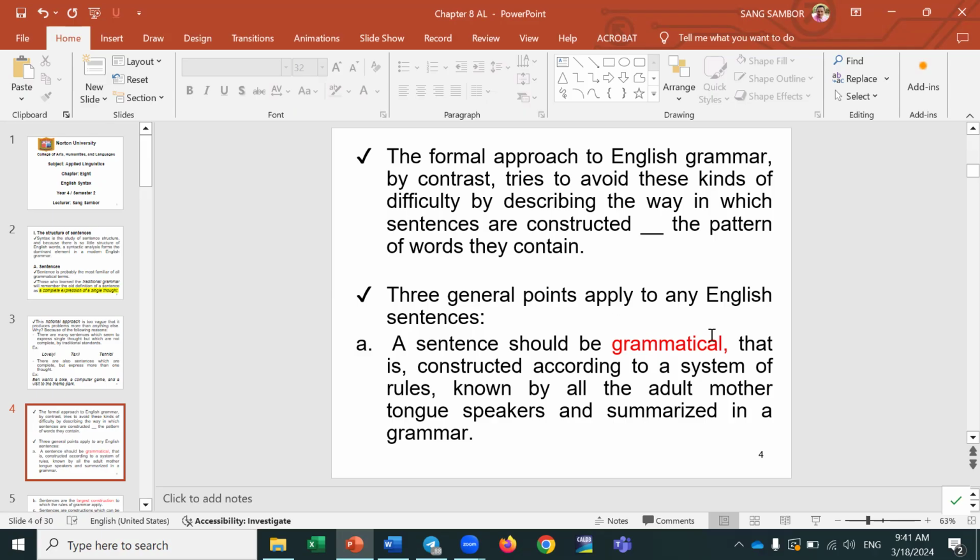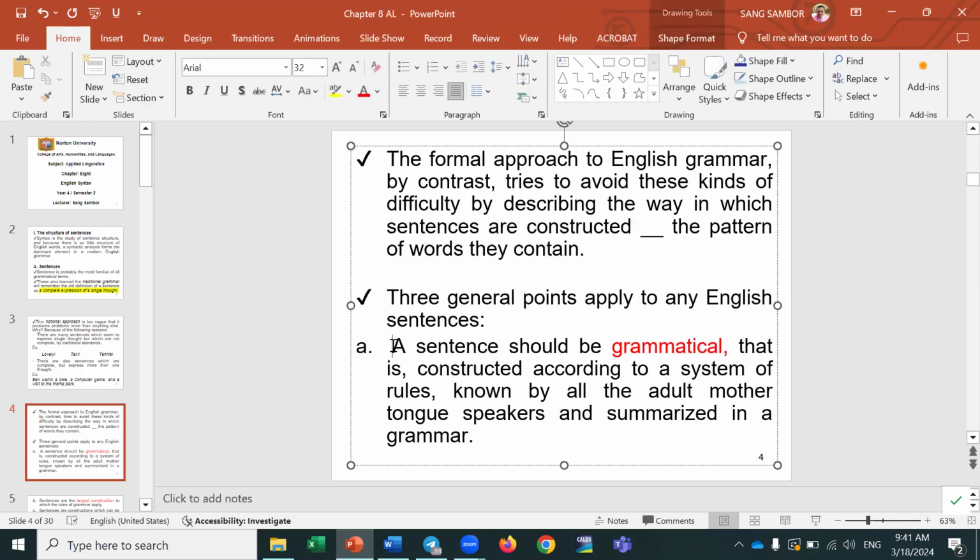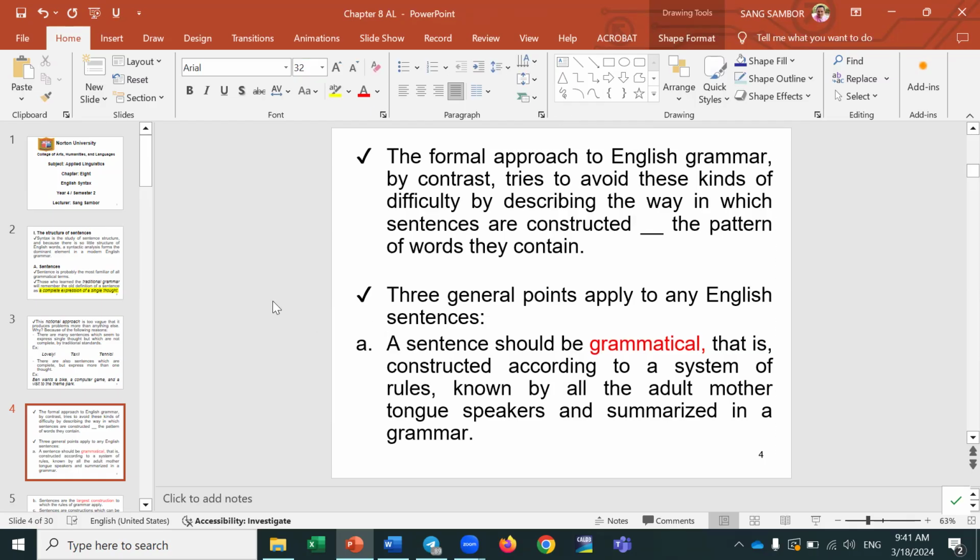Three general points apply to any English sentence. So whenever you write, you will have to make sure that your sentence is grammatical, that is, constructed according to the system of rules known by all adult mother tongue speakers and summarized in a grammar. Meaning, this is just a message for us as well. When you are writing a sentence in English, you have to make sure that your sentence is grammatical.